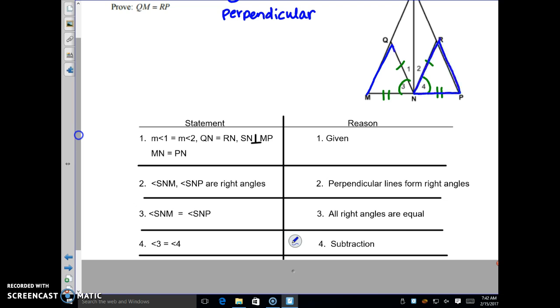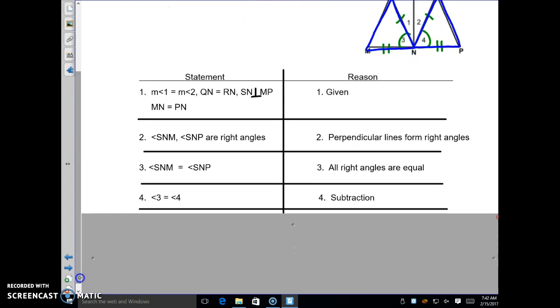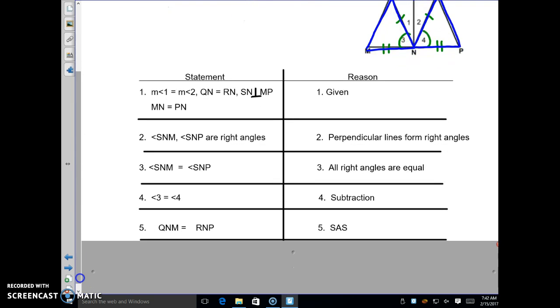And if you take a look at that, we now have one of the 5 ways to prove triangles are congruent. We have side angle side, and again these should have triangles. Please make sure that you're remembering that the order of the letters is important. Q corresponds with R, N corresponds with itself, and M corresponds with P. Make sure the letters are in the correct order.